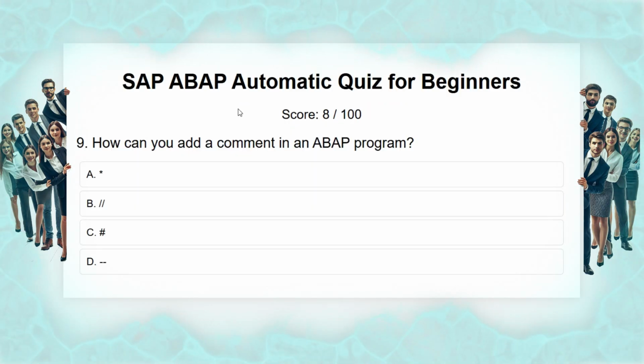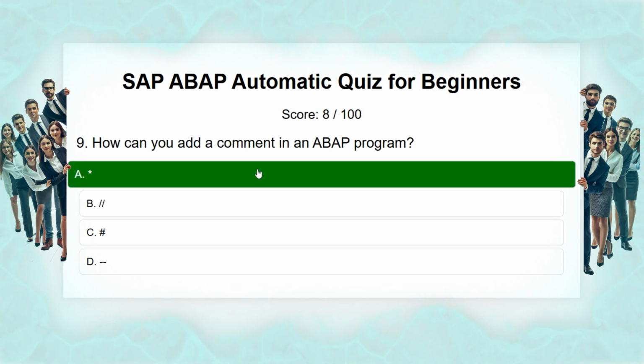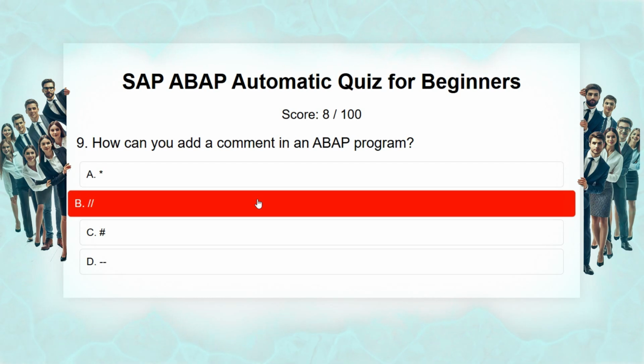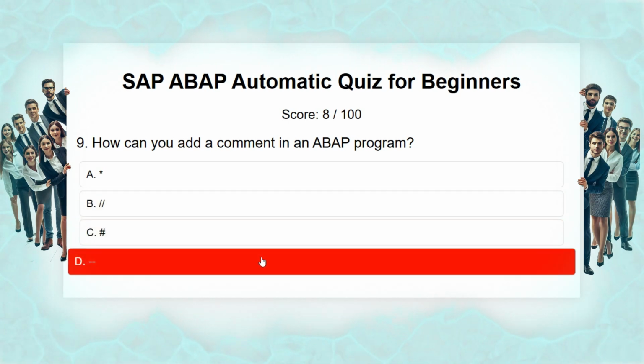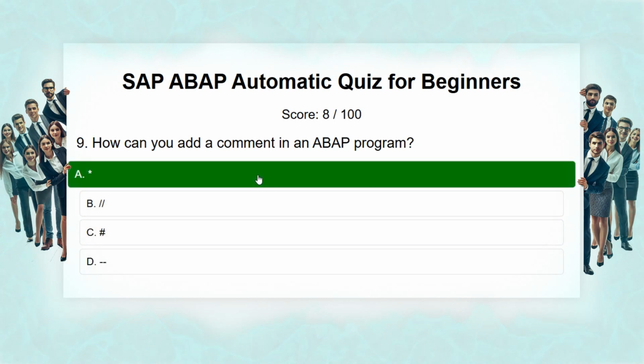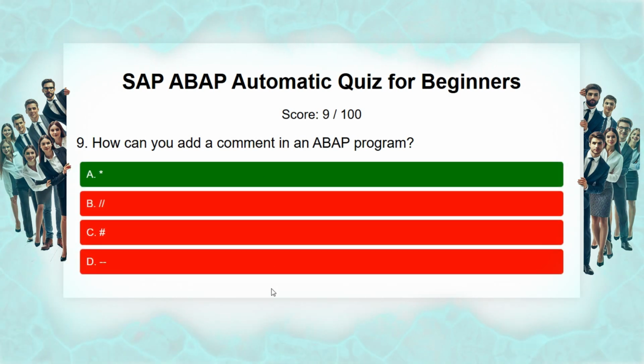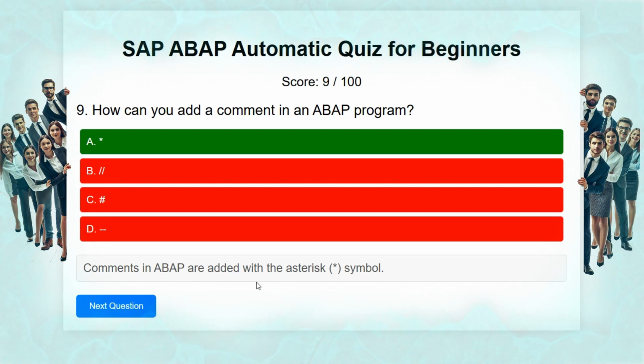9. How can you add a comment in an ABAP program? A. Asterisk. B. Slash slash. C. Hashtag. D. Correct answer. Comments in ABAP are added with the asterisk symbol.